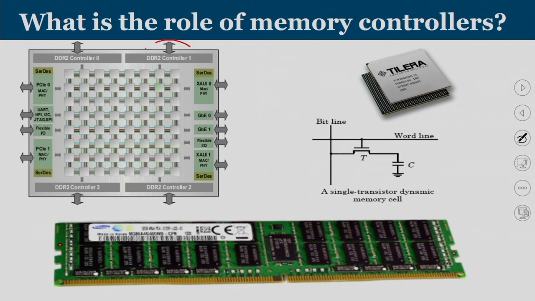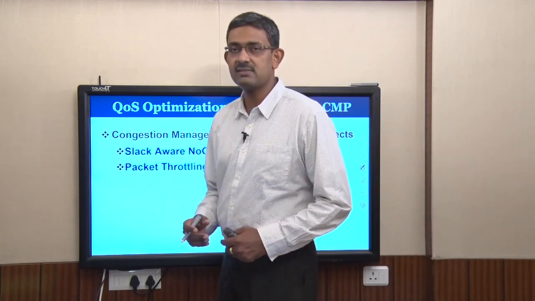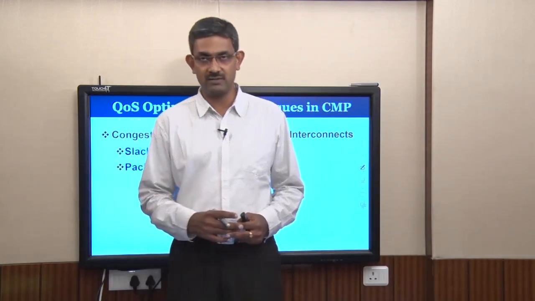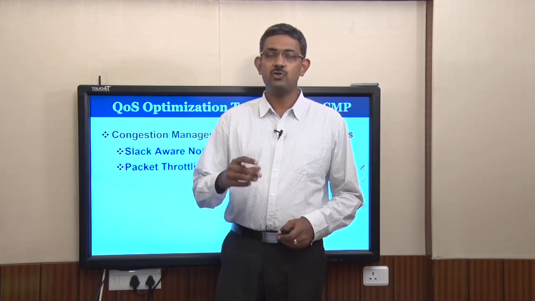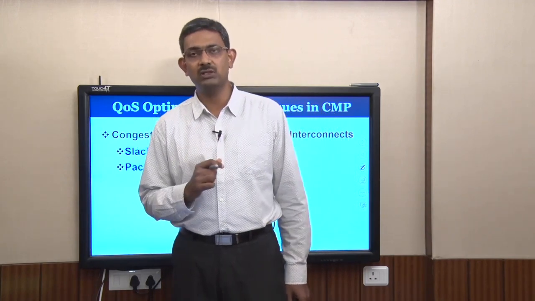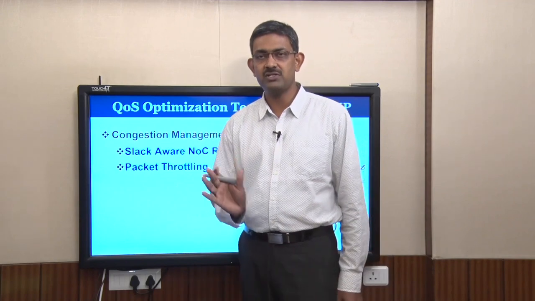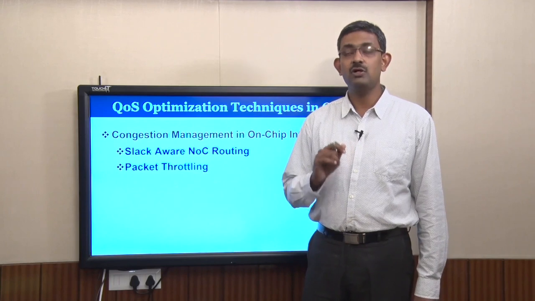We have already seen that memory controllers are there on chip and they generate appropriate timing and control signals for effective transfer of data from the memory controller into the DRAM device. Now having set this background, let us try to understand how you can improve quality of service in a chip multicore processor. So today in this lecture, we are going to understand two such proposed works that are published in the recent computer architecture conferences from good research groups.